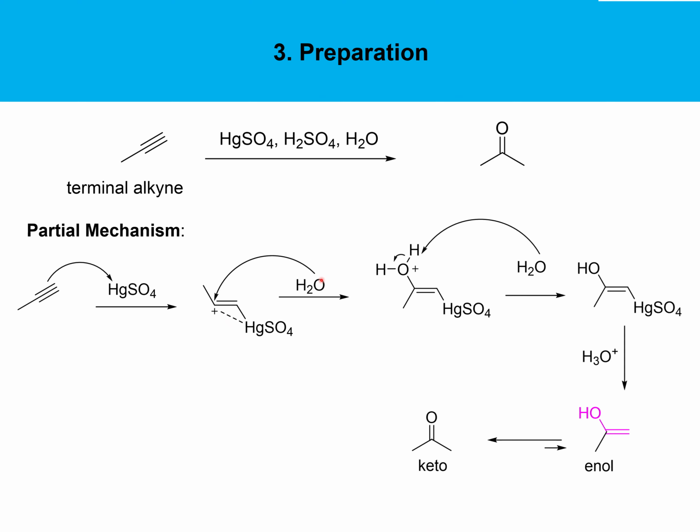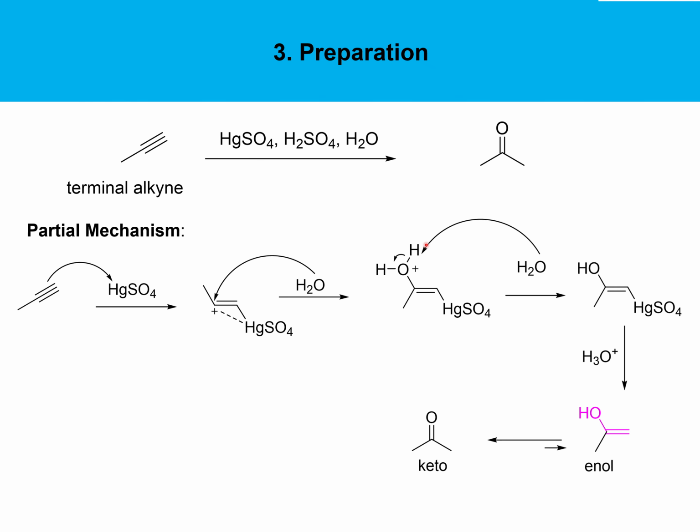The water will then attack the more substituted carbon where there is a large positive charge, and we get the Markovnikov addition of water. So the water will be on the more substituted carbon of what used to be the alkyne, and then the less substituted carbon will have the mercury sulfate. We will then remove one of the hydrogens on this water molecule that just added, using another water molecule or some other base in the reaction.